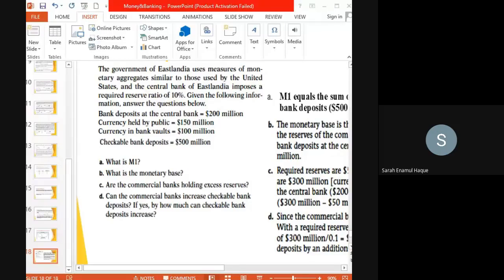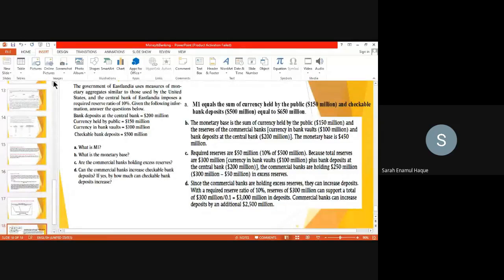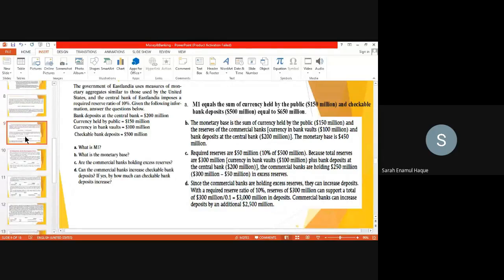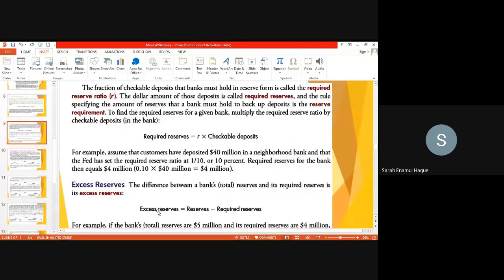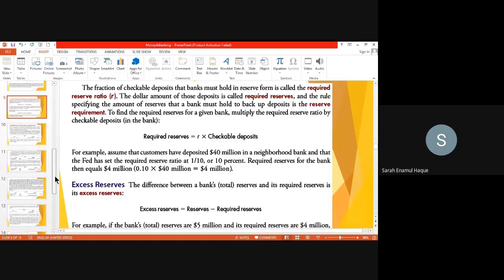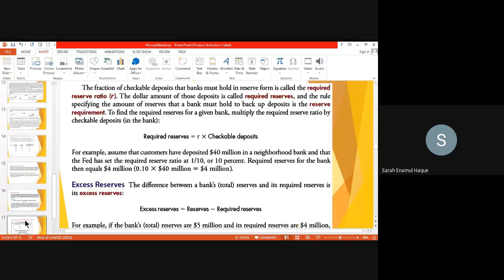So now the question is, are the commercial banks holding excess reserves? That is the question. Now remember what excess reserve is. If you go back to your slide, excess reserve is total reserves minus required reserves. So we need to find out what the excess reserve is. If we know the total reserves and the required reserves, we can easily find it. So that's what we are trying to do.